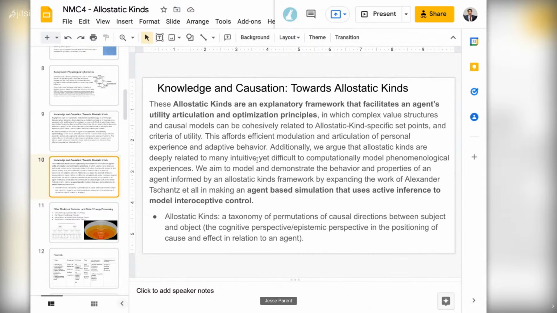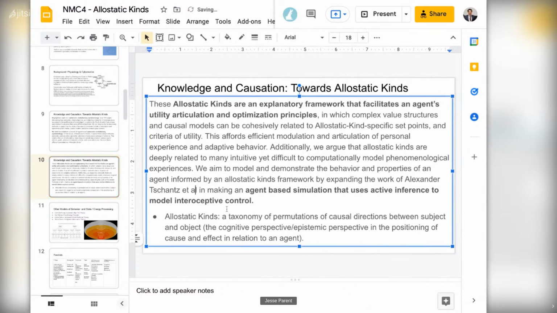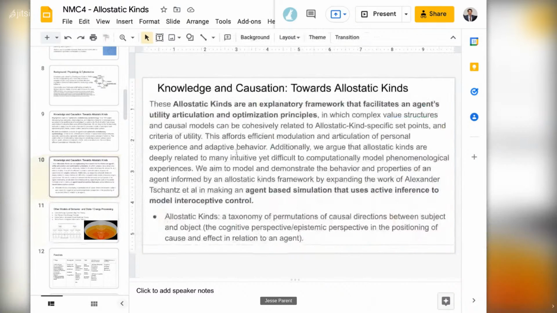And again, we're inspired by Alexander Tschantz et al.'s work in agent-based simulation that uses active inference to model interoceptive control. We mentioned this, but we're looking to develop a taxonomy about these things with the cognitive and epistemic perspectives, and the positioning of cause and effect in relation to an agent.